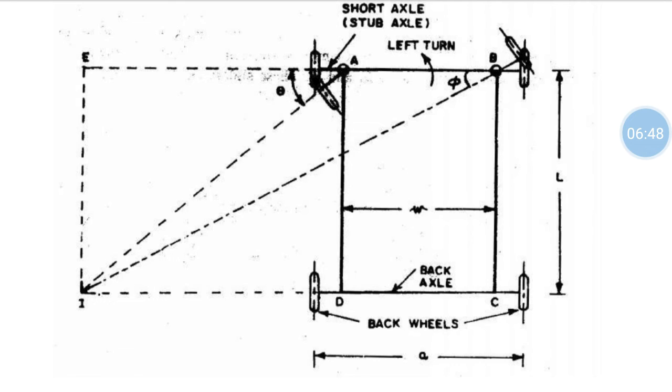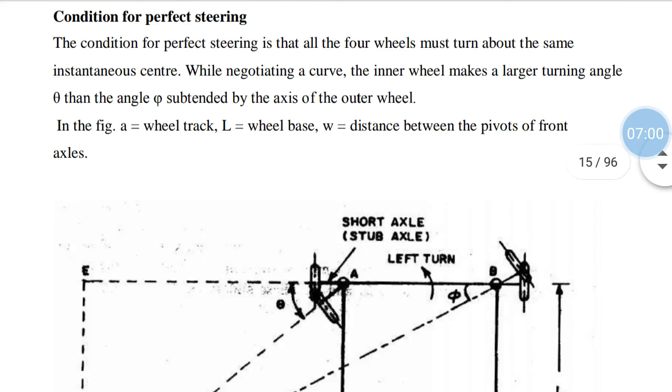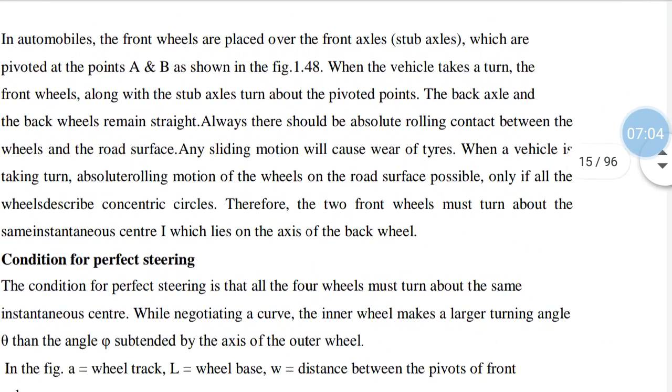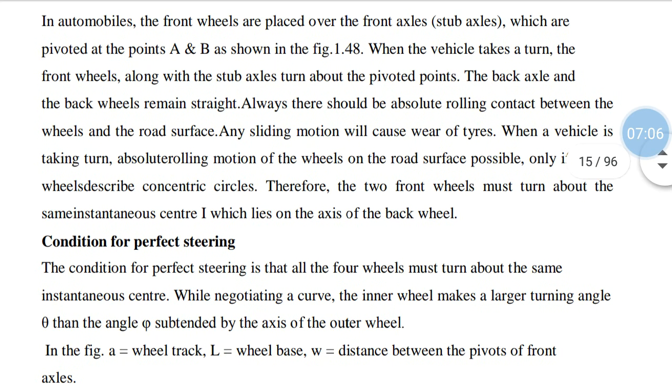If it is sliding, it means there is not a correct steering mechanism. It should not slide, it should roll. All the wheels should roll over the road. Always there should be an absolute rolling contact between the wheel and the road surface, as I told. Any sliding motion will cause wear and tear of the tires.